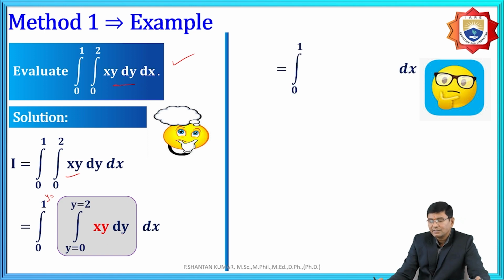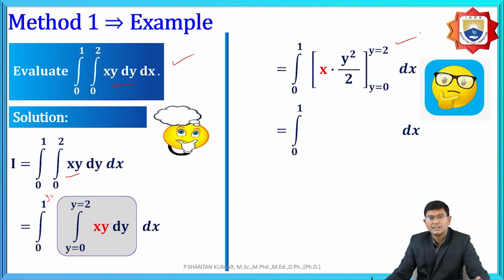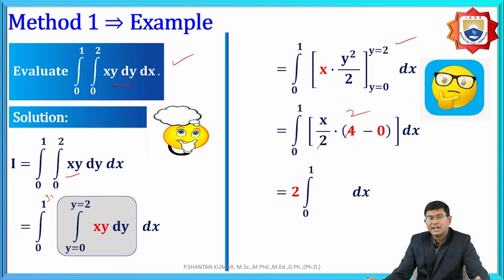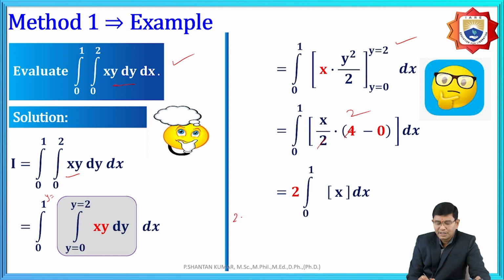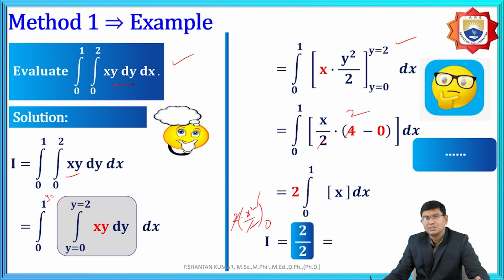The integration value is y square by 2, and again here the upper limit and lower limit give 4 minus 0. That means 4 by 2, that is 2. Therefore you take out common 2. The integration from 0 to 1 of x, and the integration of x is nothing but 2 into x square by 2, with limits 0 to 1, and the 2 cancels. The solution is clearly 1.